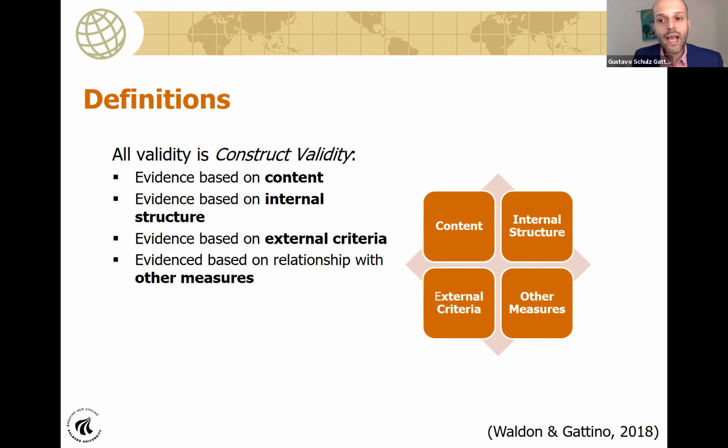And also we have the evidence based on relationship with other measures. So when we compare, for example, different scores from different tests to see the level of how convergent they are or how discriminant they are using specific kinds of correlations.